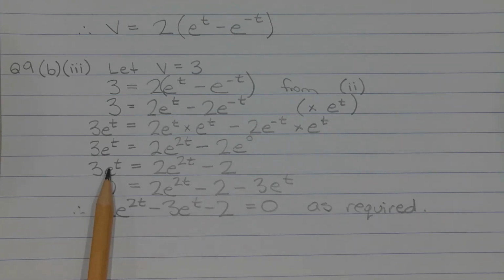Subtracting 3e^t from both sides of the equation, we get 0 equals 2e^(2t) minus 2 minus 3e^t, which becomes 2e^(2t) minus 3e^t minus 2 equals 0, as required.